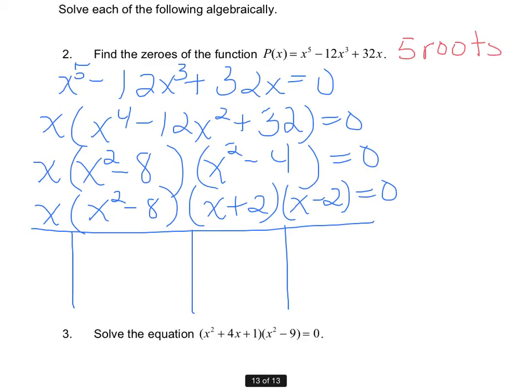I'll do all the ones that are easy. X equals 0, so there's a root. X equals negative 2, there's a root. And x equals positive 2.